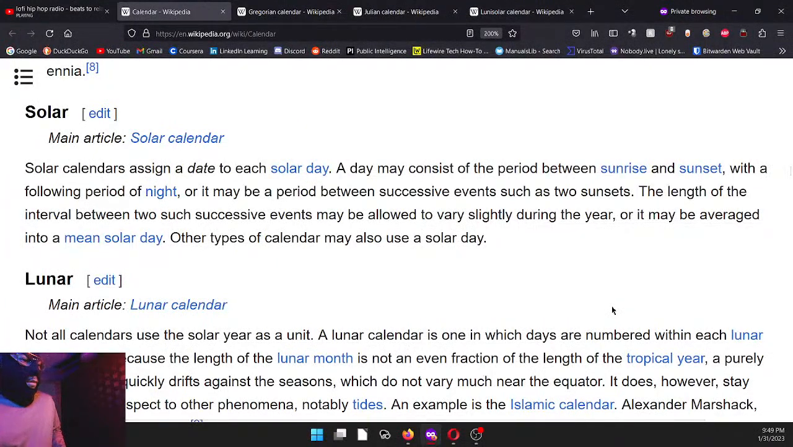Solar calendars assign a date to each solar day. A day may consist of a period between sunrise and sunset, with the following period of night, or it may have been a period between successive events such as two sunsets. The length of the interval between two such successive events may be allowed to vary slightly during the year, or may be averaged into a mean solar day. Other types of calendars may also use a solar day.